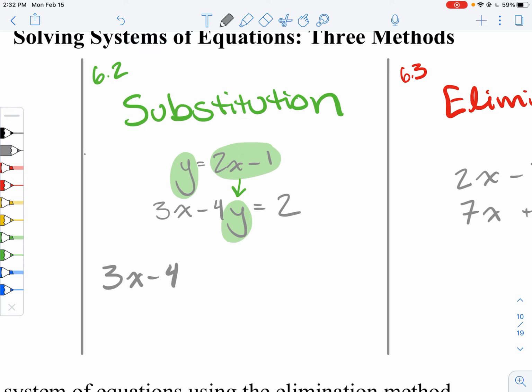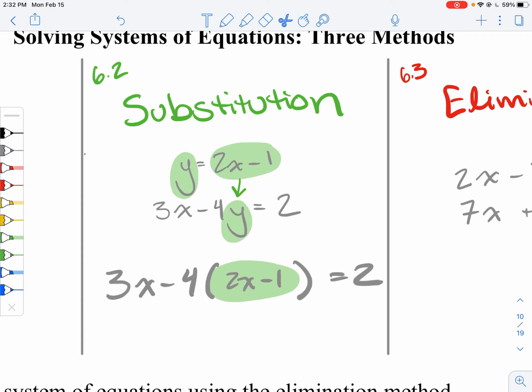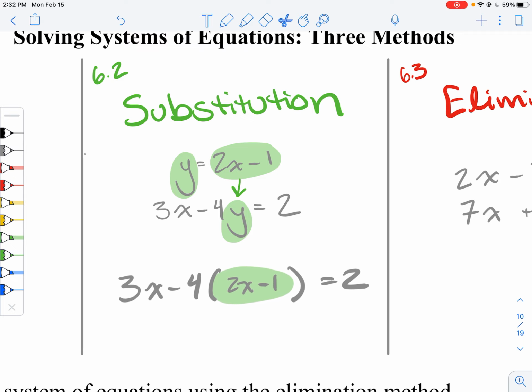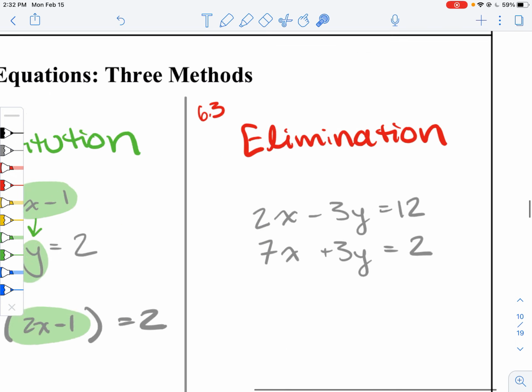So we took our second equation with 3x minus 4 times 2x minus 1, because that's what y is. And then we could solve this last equation for x, because we know how to solve an equation with one variable in it. We're going to do a very similar thing today, where we're still going to have an equation with one variable. But instead of substituting, we're just going to eliminate one.